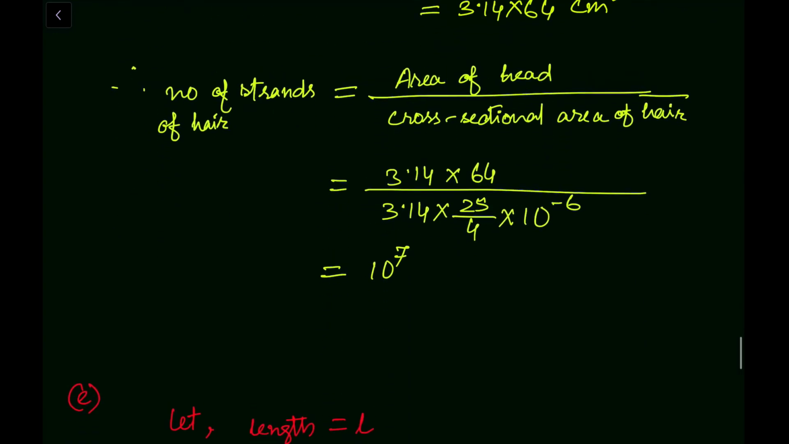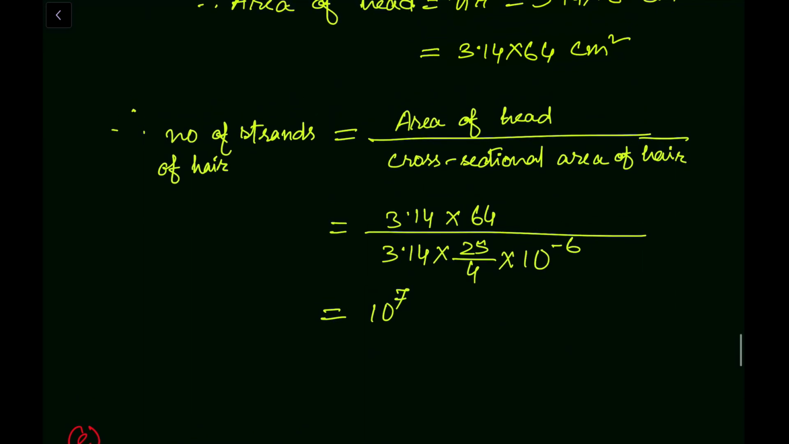Therefore, for the number of strands, we have already seen that it is the area of the head divided by the cross sectional area of the hair. Therefore, we will have about 10 to the power 7 human hairs in our head, considering that the distribution of the human hair is uniform, and we have assumed a spherical shape of the head, and we have estimated the number of hairs in our head.